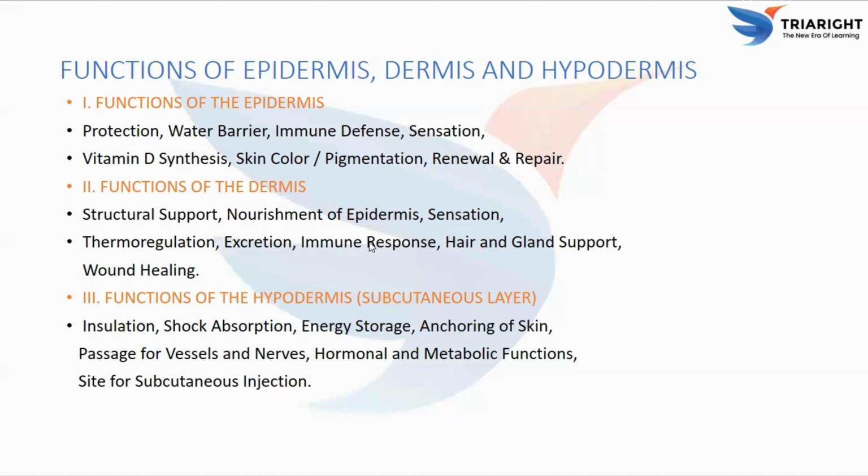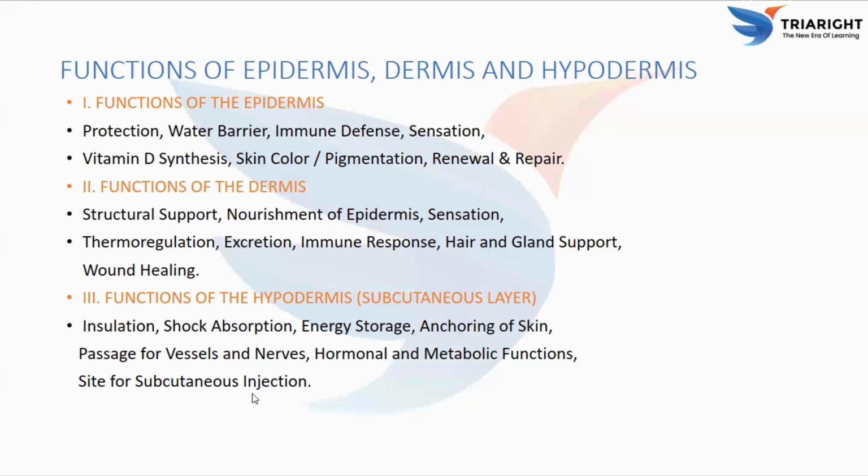And immune response: the dermis contains phagocytes like macrophages, which defend against infections. The dermis also has hair and gland support. It houses the hair follicles, sebaceous glands, and sweat glands. So what do these structures do? They contribute to protection, lubrication, and temperature control. The dermis also plays a role in wound healing. Fibroblasts produce collagen for tissue repair and scar formation.